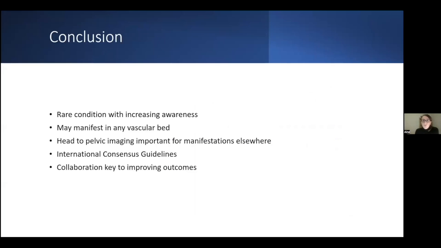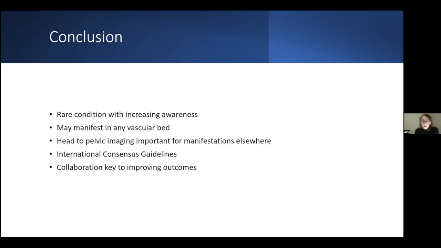So in conclusion, we know that FMD is a rare condition, but there is increasing awareness of the condition. And certainly Tina will testify to this in terms of her referral rate to the clinic. It can manifest in any vascular bed, which is why the head-to-toe imaging is really important to look for manifestations elsewhere. We now have an international consensus guidelines in terms of how we treat and manage patients with FMD, which should help to improve outcomes, not just here in the UK, but globally.